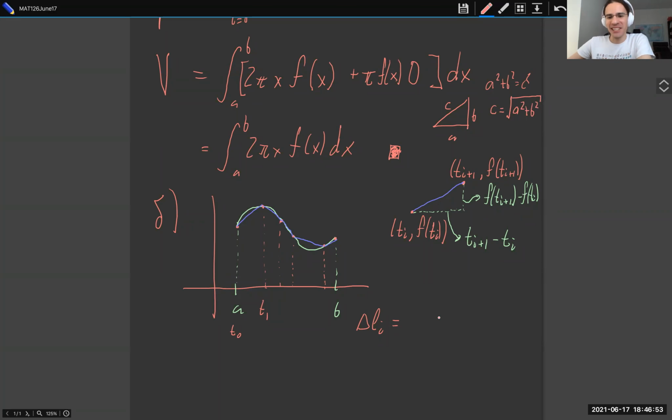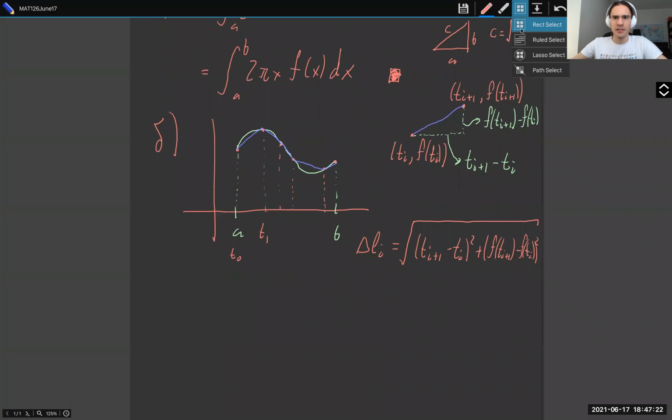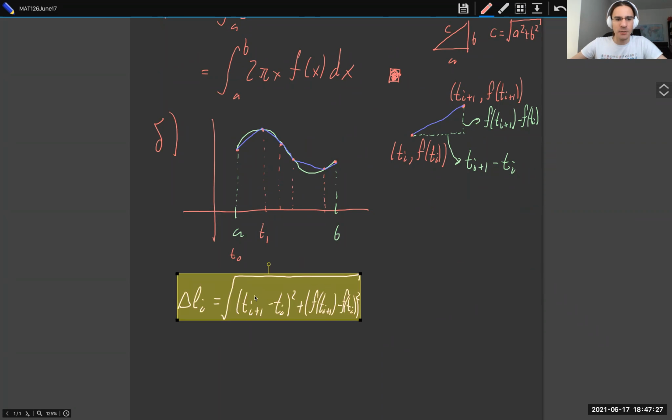Okay, so concretely, we can write this as the square root of t sub i plus 1 minus t sub i, squared, plus f of t sub i plus 1 minus f of t sub i, squared, all under the square root. But then I can take this and move it somewhere else, for the same reason as before.